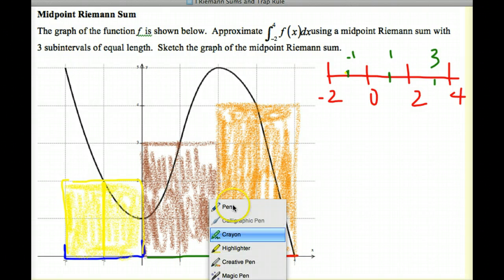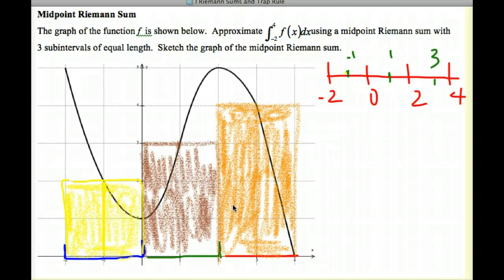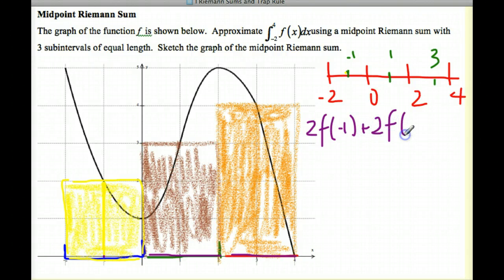And then if we calculate this, my width is still 2, right? Isn't this 2 right here? This is also 2 right here, and this is also 2 right here. So I get 2, but now it's f of the midpoint. My first midpoint was -1, plus 2 times f of the next midpoint, which was +1, plus 2 times f of the next midpoint, which was 3.